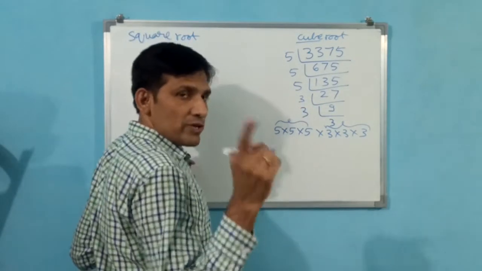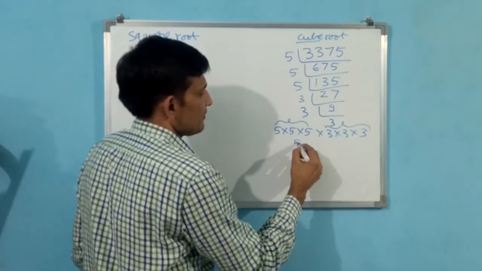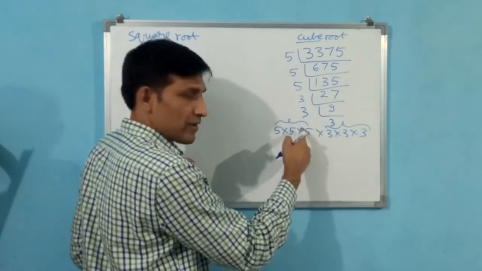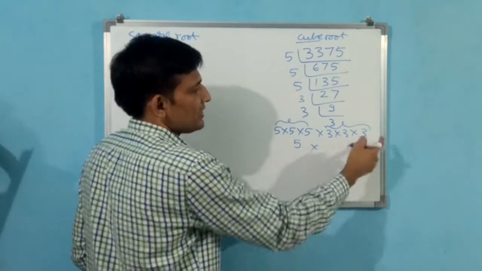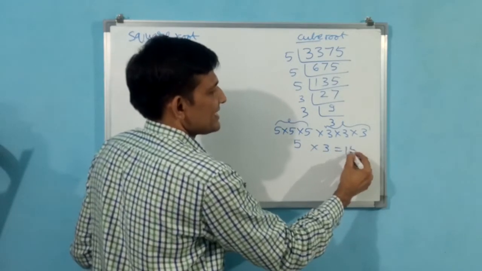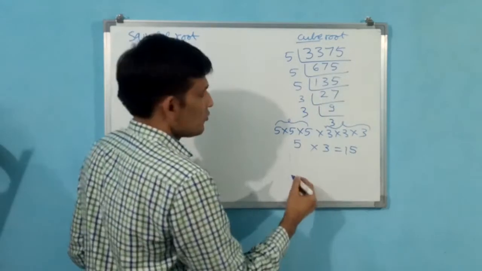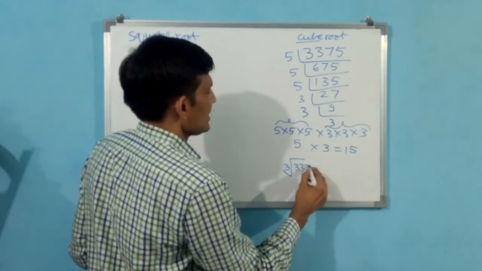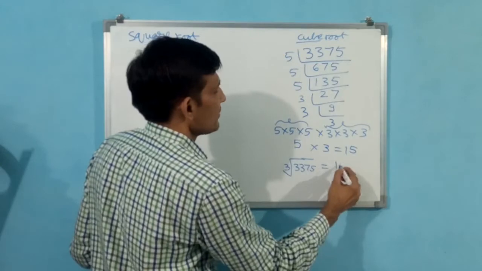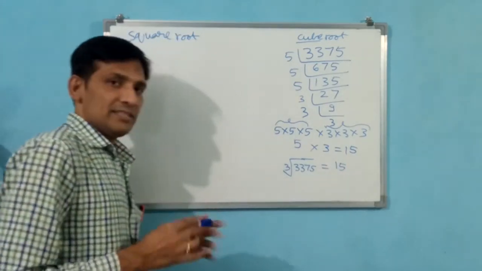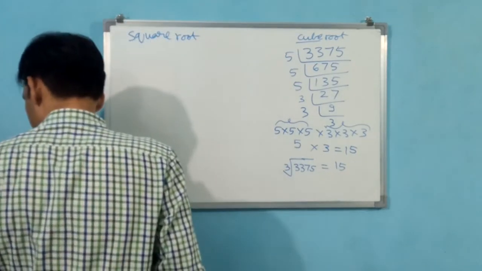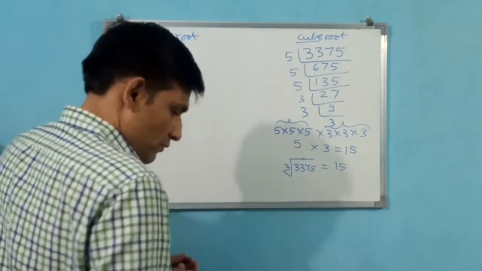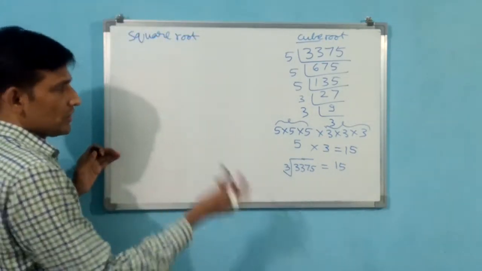For each pair, you have to take one resultant digit. 3 5s means 1 5. 3 3s means 1 3. 15 is the answer for the cube root. That means you can write cube root of 3375 is equal to 15. This is answer. Okay. Now we see for square root also same process.